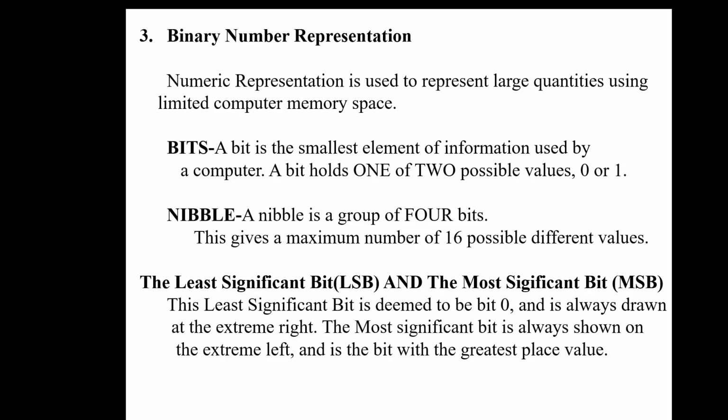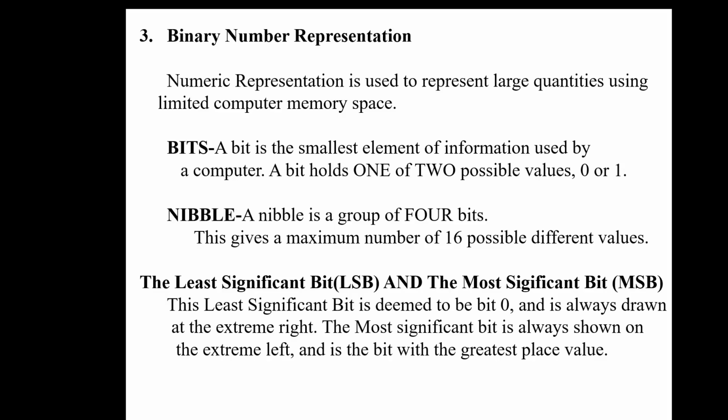In the binary number system, quantities are represented using bits, and binary numbers are used to represent large quantities using limited computer memory space. A bit is the smallest element of information. It is the basic unit of a binary number. It holds one of the two symbols, either 0 or 1. A nibble is the smallest set of bits. It's a set of 4 bits. It gives a maximum number of 16 possible different values.